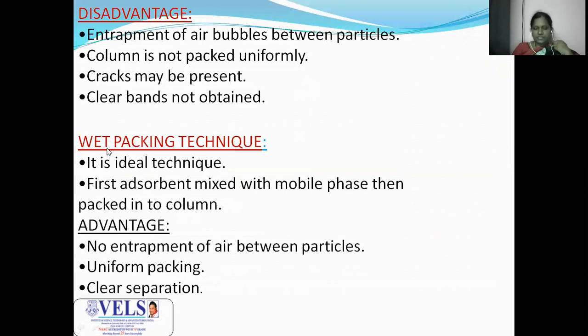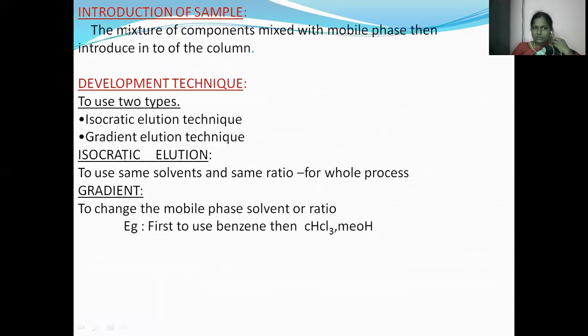But another method, the wet packing technique, is used. It is the ideal method, and the drawbacks of dry packing are rectified by wet packing. In this method, the adsorbent is first mixed with the mobile phase, then packed into the column. It has advantages: no entrapment of air bubbles, uniform packing, and clear separation.